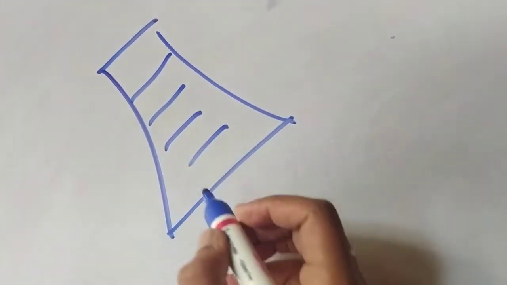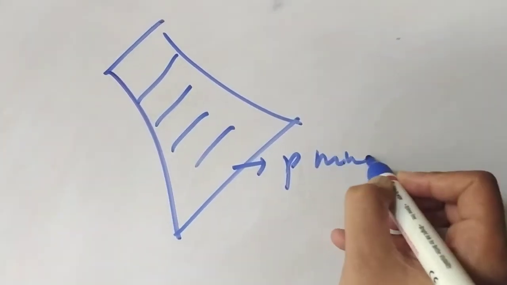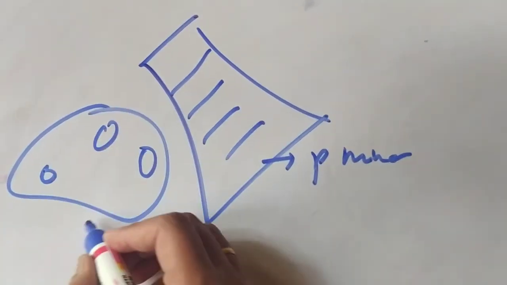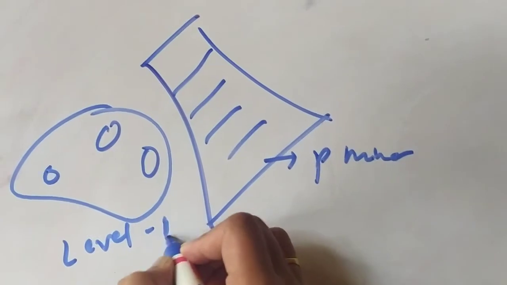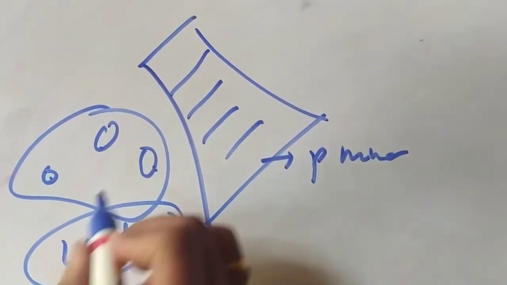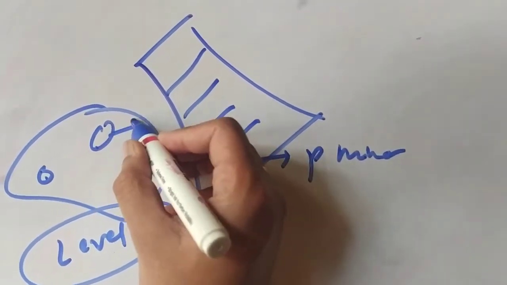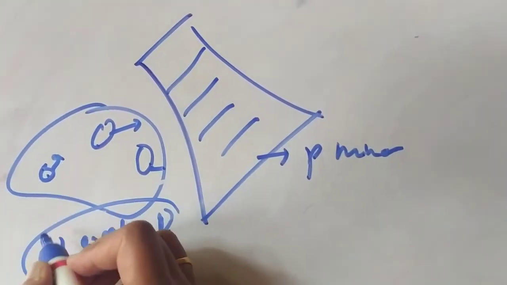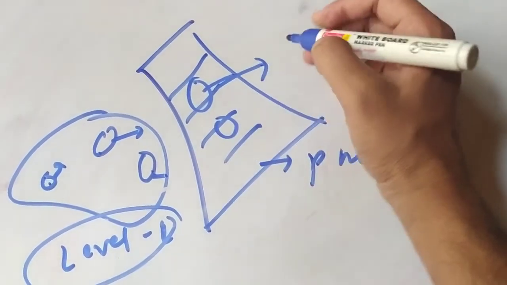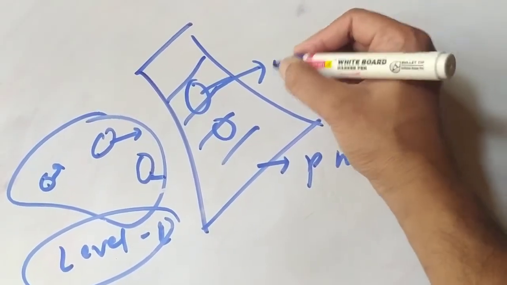So let's quickly recap. Suppose this is the pectoralis minor muscle, and below the pectoralis minor there are three lymph nodes, and these three lymph nodes are level 1. Level 1 names I have already told you: the anterior, the posterior, and the lateral. This is known as pectoral, this is known as subscapular, and this is known as humeral. And just beneath there are two lymph nodes. They are central.